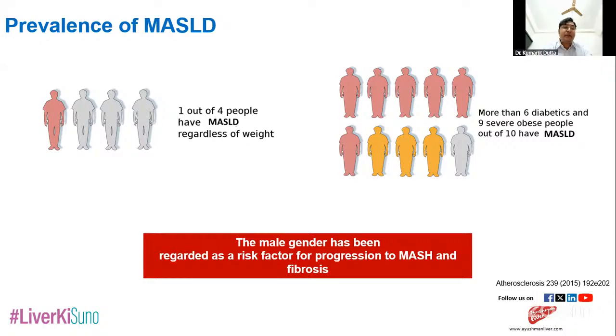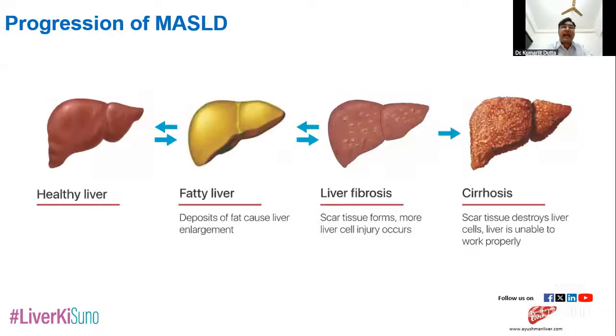In the schematic diagram, here you can see the progression of MASLD. The healthy liver is pinkish, soft in consistency, and then when fat accumulates in the liver, it is called fatty liver disease, and it progresses towards liver fibrosis, where there is scarring, and we can find scar tissue over the liver, and liver injury occurs. That means the liver tissue secretes liver enzymes into the blood, and finally it goes towards cirrhosis of the liver.